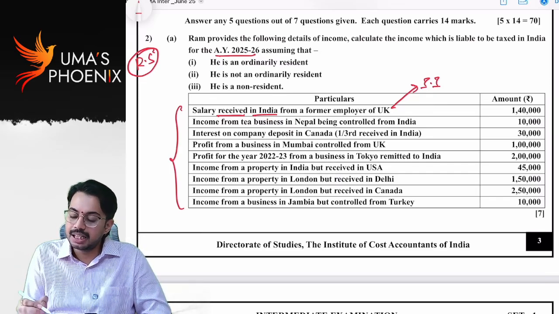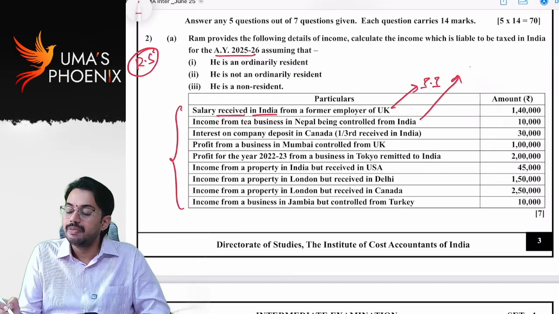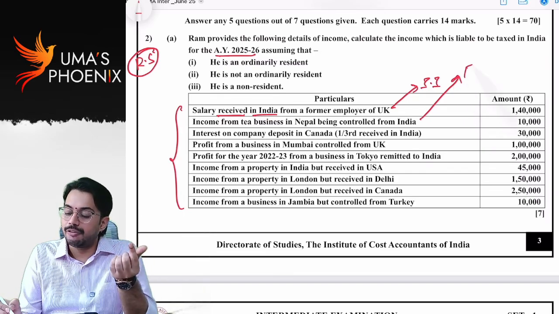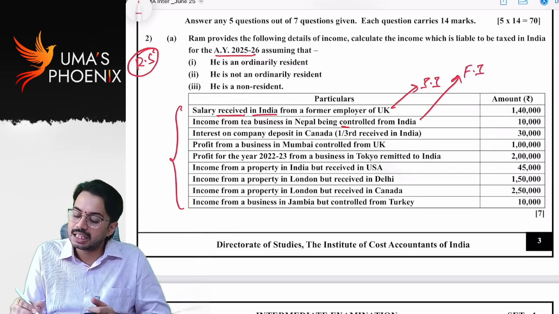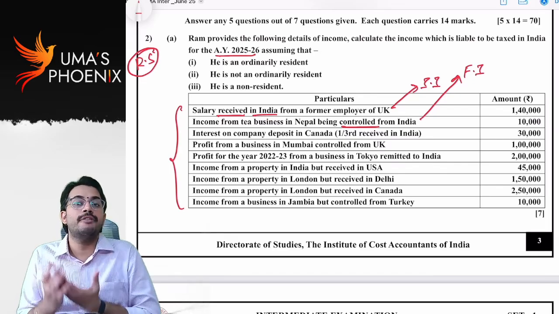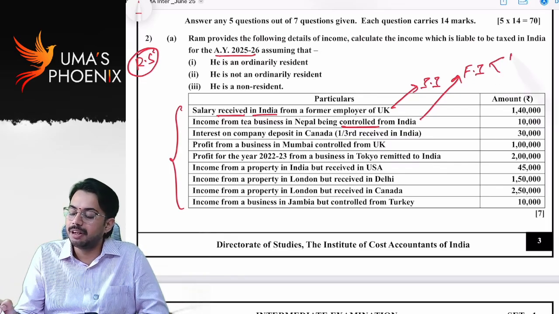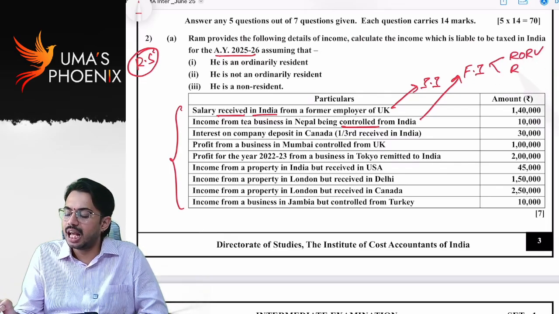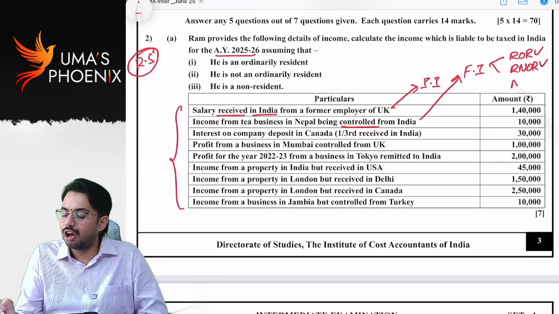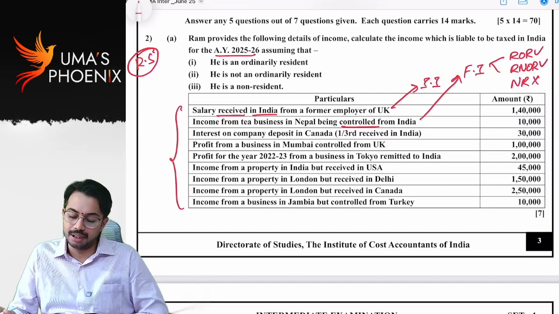Income from tea business in Nepal being controlled from India. This is foreign agricultural income, foreign income from business controlled from India. This is taxable for ROR as well as for RNOR. For non-resident, it is not taxable.